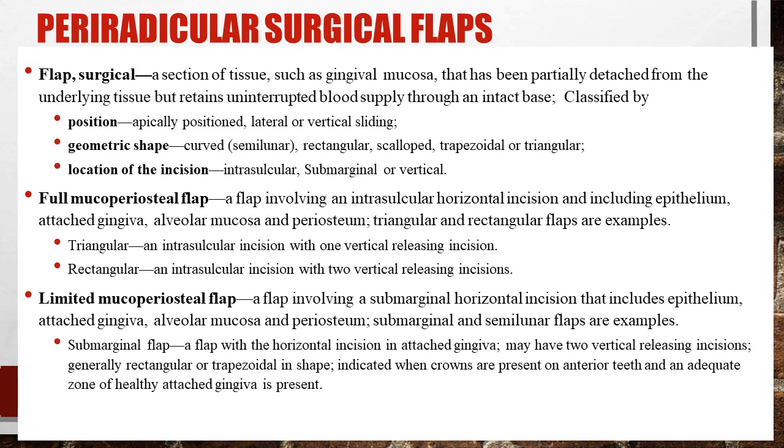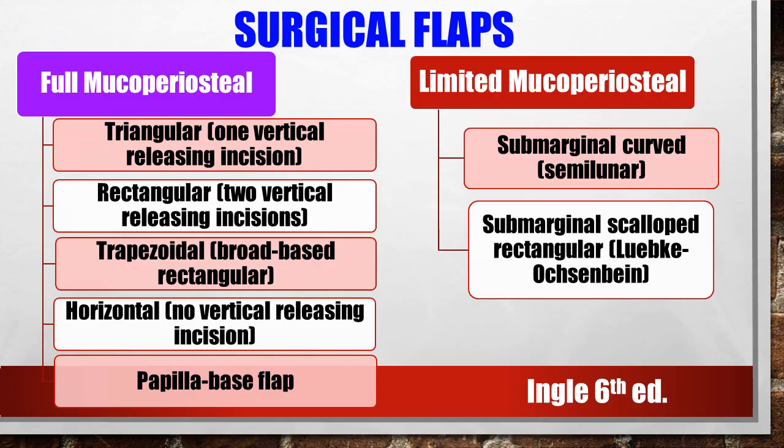Whereas the limited mucoperiosteal flap involves a submarginal horizontal incision. So the full mucoperiosteal involves the intrasulcular incision. So that means you are actually involving the sulcular region. Whereas in the limited mucoperiosteal flap, you are actually going 1 to 2 mm above your sulcular area. So it is a submarginal incision. So you are not actually involving the sulcus area. Okay, but it includes the epithelium, attached gingiva, alveolar mucosa, and periosteum. So the examples are your submarginal and your semilunar flap.